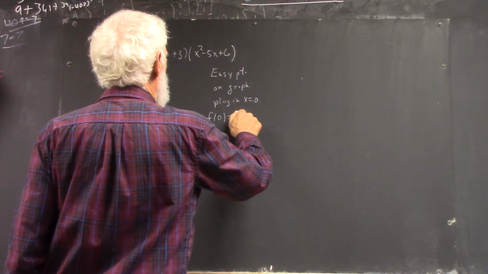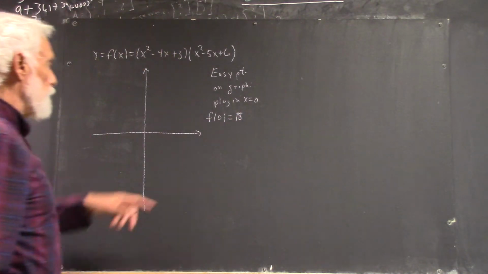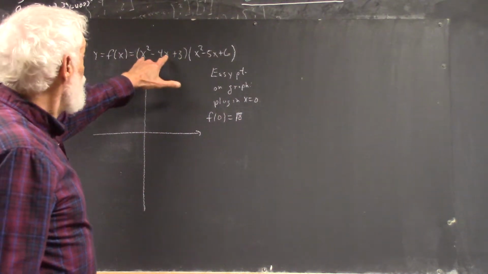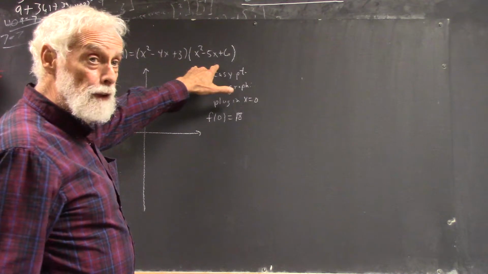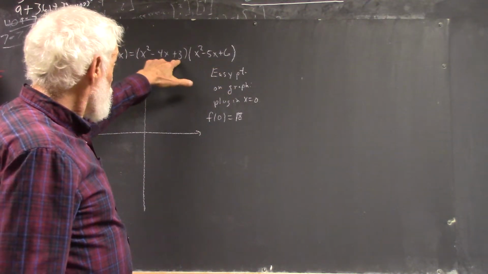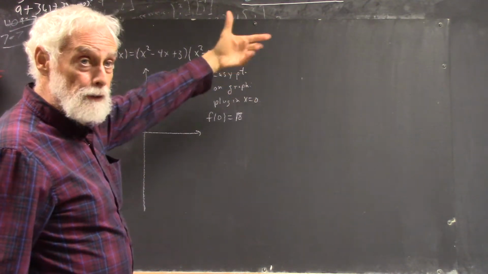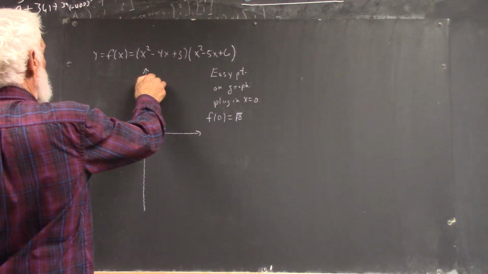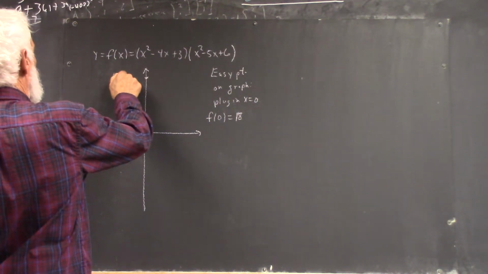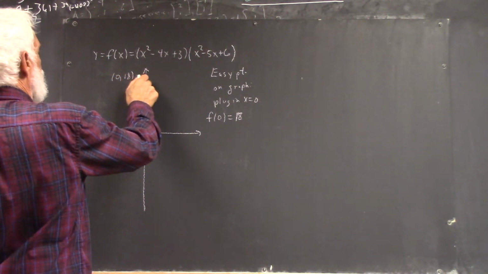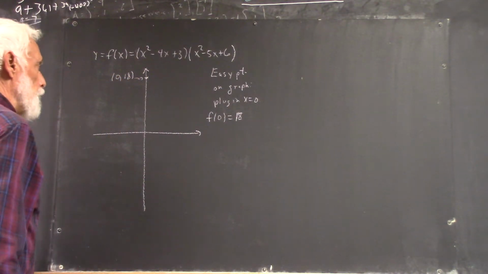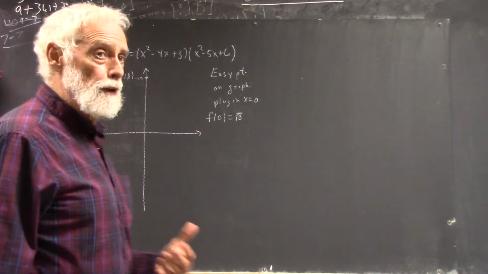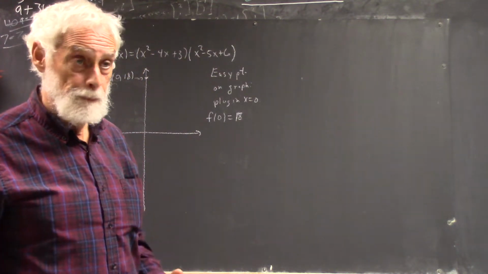F of 0 is 18. Plug in 0, you get 18 because both of these are 0, both of these are 0. So this one's just 3, this one's just 6, and 3 times 6 is 18. So we have the point 0, 18, which lies on the graph. Okay?